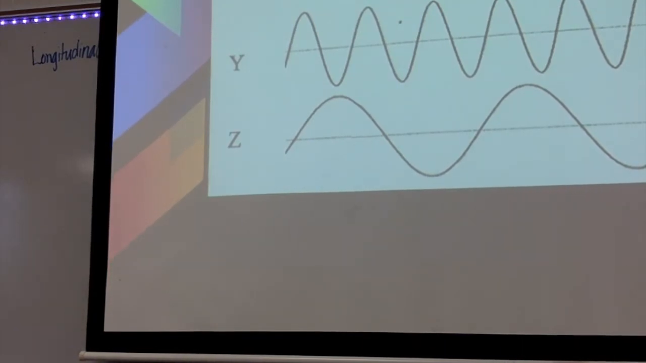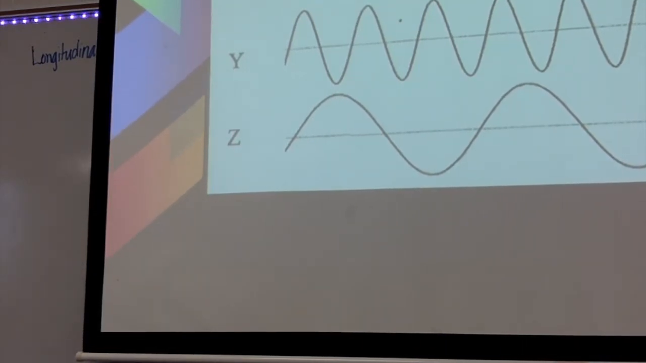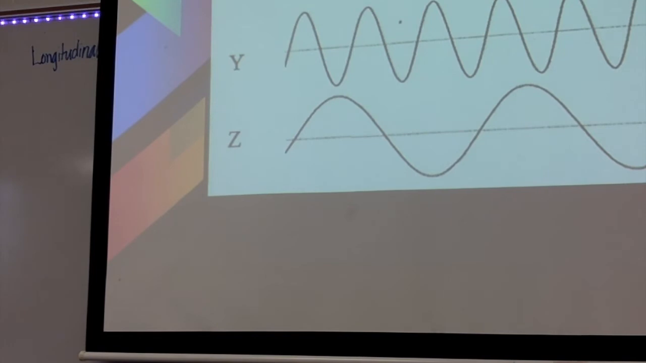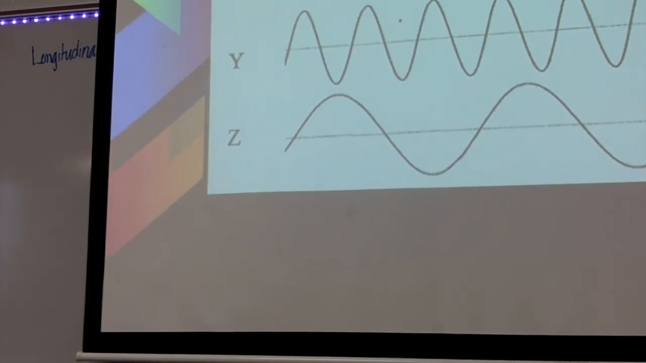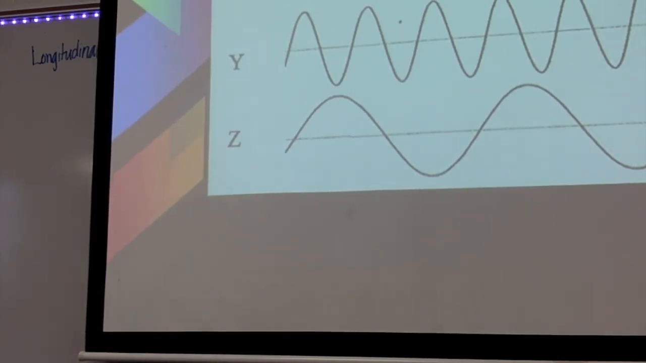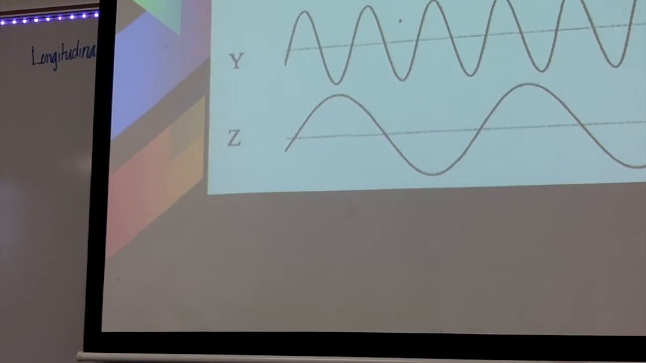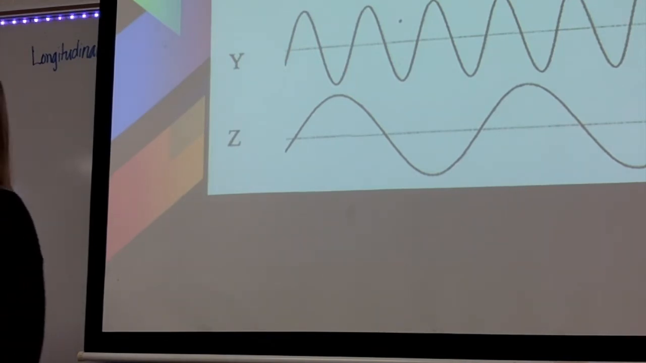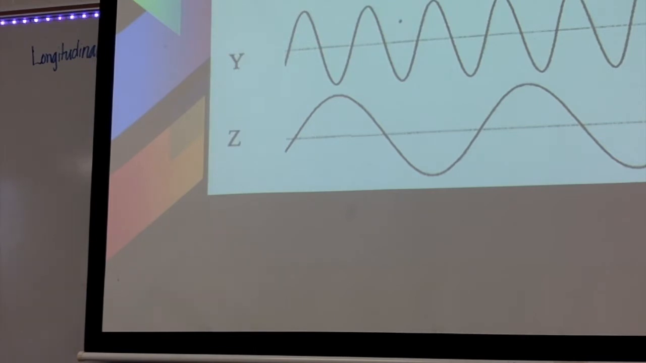Oh, sorry, there's a question here. Which one has a greater wavelength? What is a wavelength of a transverse wave? From trough to trough or crest to crest. Which one has the longest? Z. Which one has the most energy? Y. Good. Because it's so rapid.